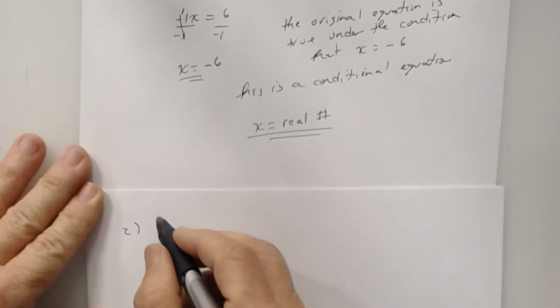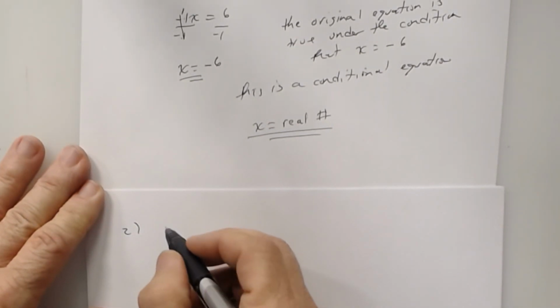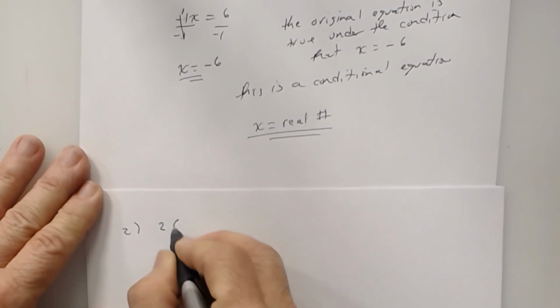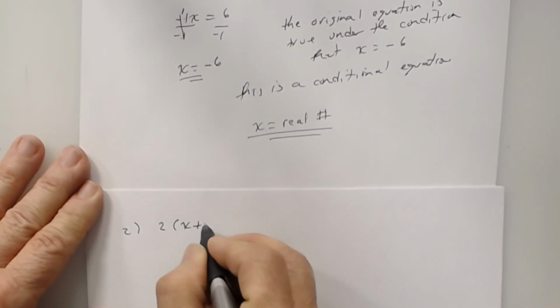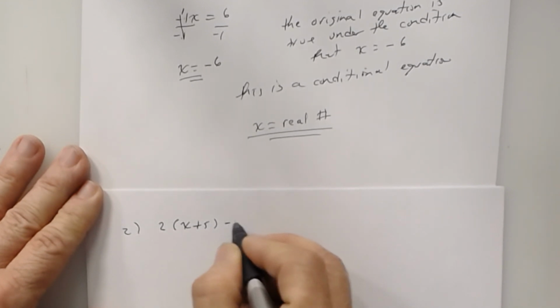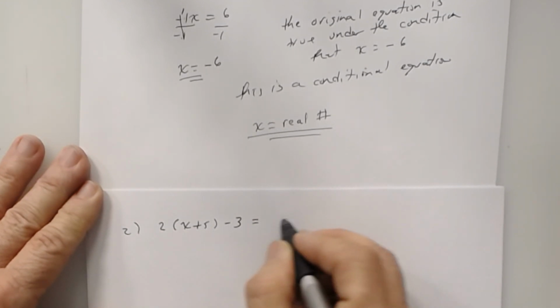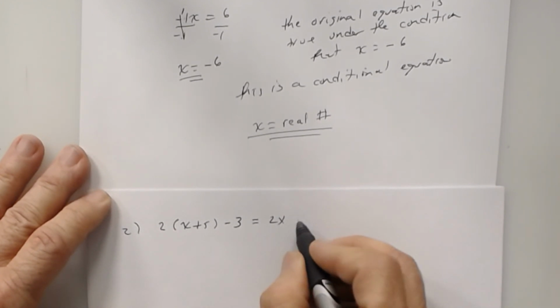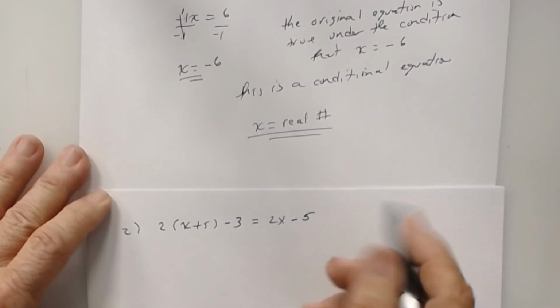Number 2. 2 times x plus 5 minus 3 equal 2x minus 5.